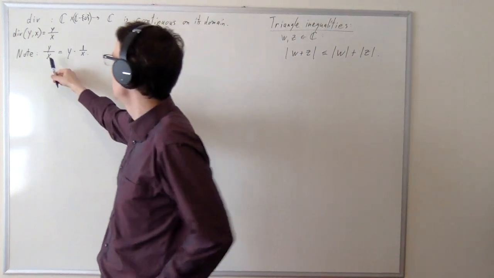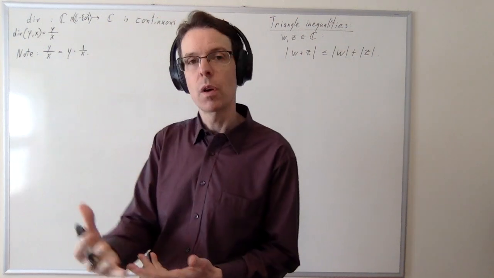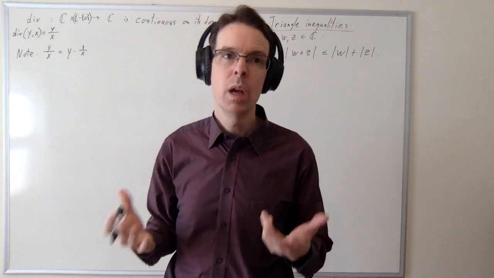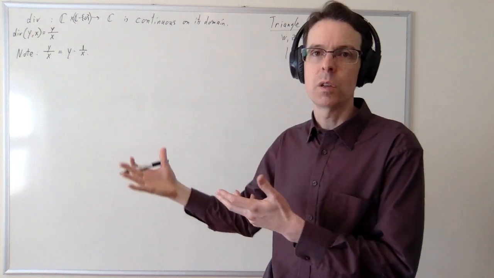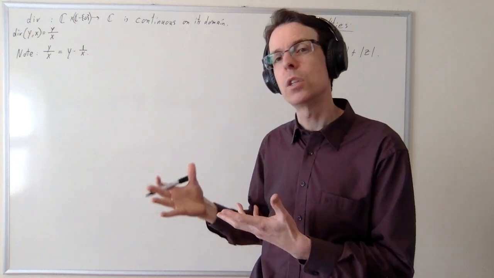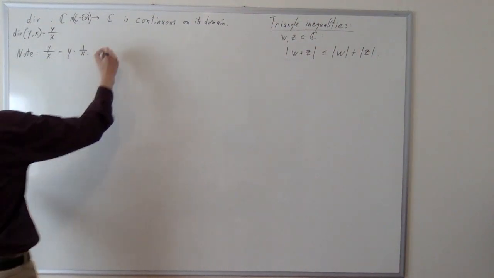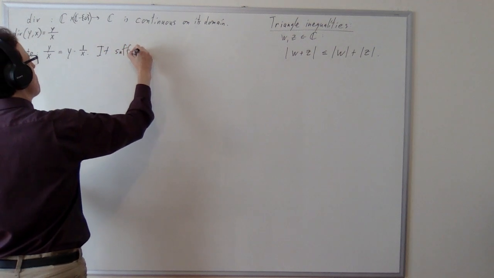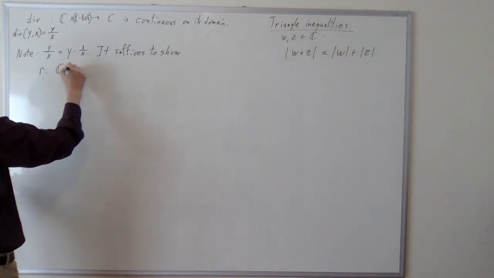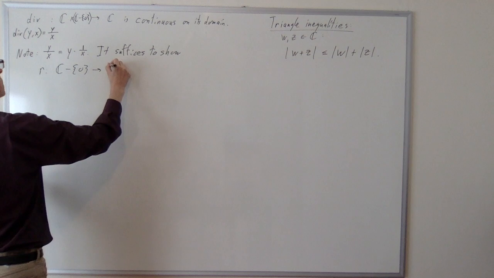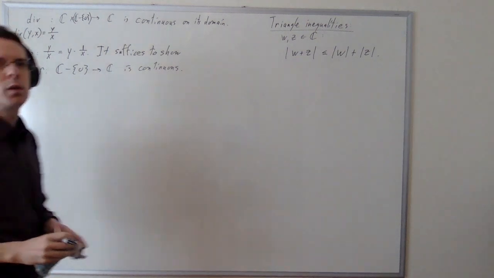So this division map can be treated as a two-step process where first we invert x, and then we multiply by y. What's the point? The point is we already know that that secondary operation is continuous, and so, because the composition of continuous operations is continuous, we can focus our attention on merely the reciprocal map. So the point here is it suffices to show that the reciprocal map, which takes C without 0 into C, is continuous. And that's much easier because we don't have to worry about the value of y at all.